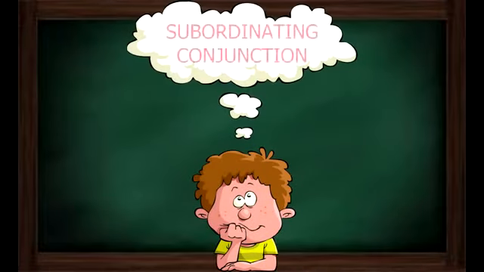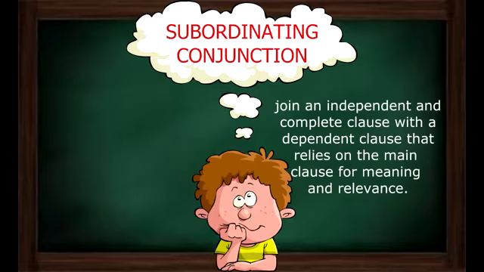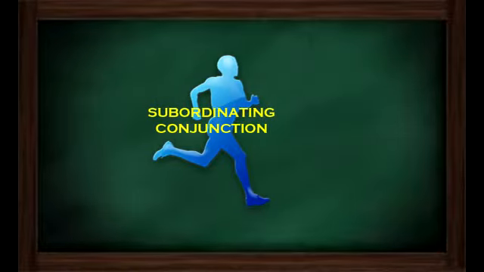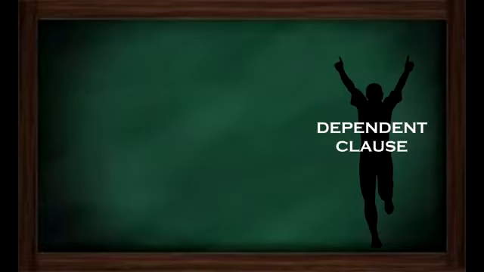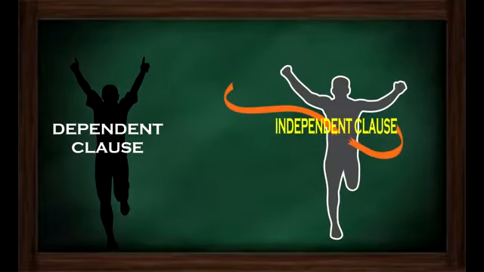Second category, subordinating conjunctions. These conjunctions are used to join an independent and complete clause with a dependent clause that relies on the main clause for meaning and relevance. The dependent clause cannot exist on its own as a sentence and often does not make sense without the main clause. The subordinating conjunction always comes before the dependent clause, but the dependent clause itself can be placed either ahead of or following the independent clause.